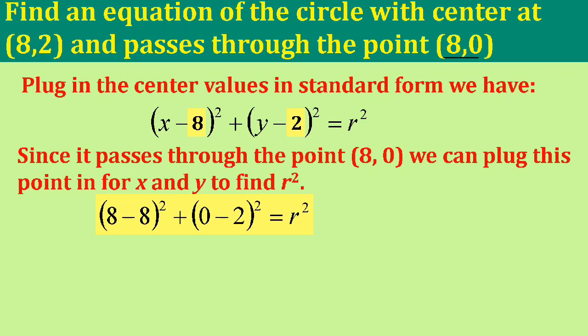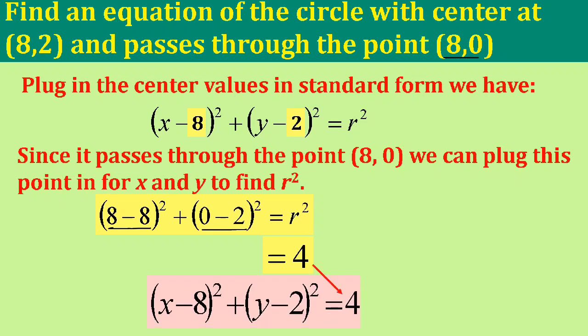And from that, we have come up with 4. Since 8 minus 8 is 0, 0 squared is equal to 0. And 0 minus 2 is -2, (-2) squared is equal to 4. So here, we have r squared, which is equal to 4. And from that, we're just going to replace r squared by 4. So we have here the standard form of the equation of the circle, which is the quantity (x - 8) squared plus the quantity (y - 2) squared is equal to 4.